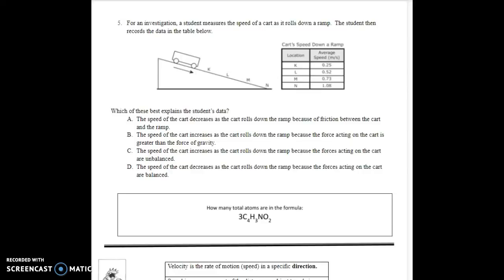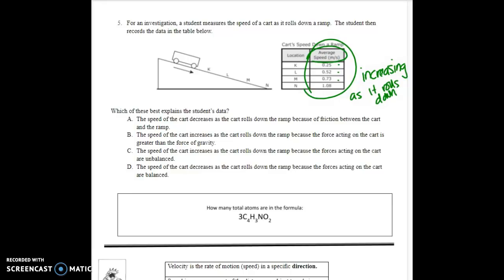All right, number 5. For an investigation, the student measures the speed of a cart as it rolls down a ramp. The student then records the data in the table below. So we've got these locations and all of the different speeds over here. So we can see right here, just looking at these, and this is average speed, what is the speed doing? It is increasing as it rolls down the ramp, and that makes perfect sense because we know that's what speed does, increasing as it rolls down.